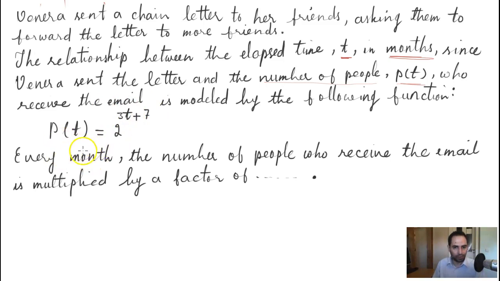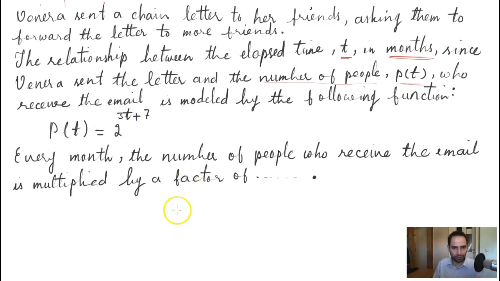Now we're supposed to answer this question: every month, the number of people who receive the email is multiplied by a factor of something. So it's asking about the common ratio of this function, but the function has not been written in a proper form, so you cannot really call this the common ratio of the function.